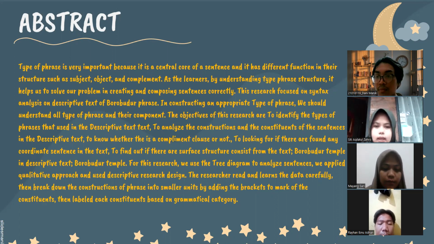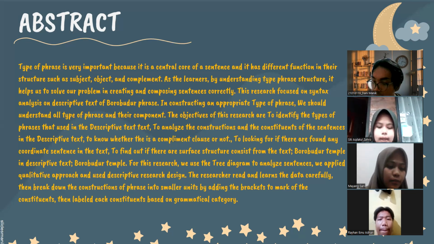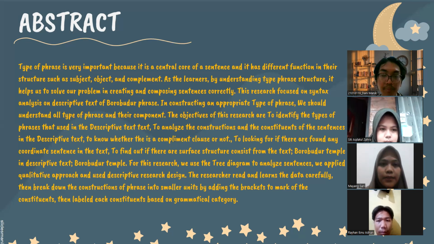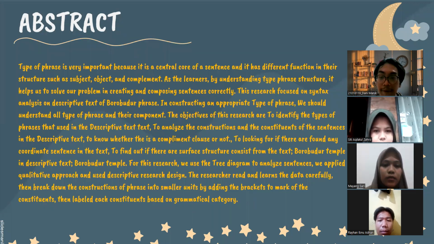In constructing an appropriate type of phrase, we should understand the types of phrases and their components. The objectives of this research are, first, to identify the types of phrases used in the descriptive text. Second, to know whether there is a complement clause or not. And also we found the constituents of the sentence and the construction of coordinate sentences. And last but not least, we try to find out whether there are several structures in the text.